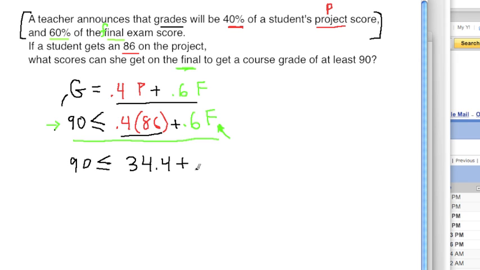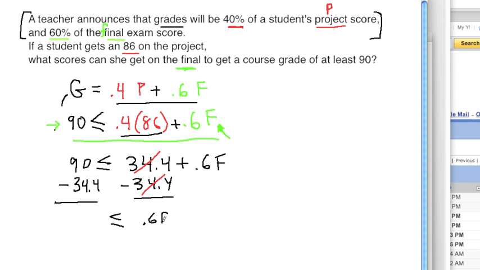90 is at most 34.4 plus 0.6F, and let's subtract 34.4 from each side, and that does not flip our inequality. That's what we should be most concerned with. We always cancel in red. I like canceling in red. And over here on the right hand side we have 0.6F, and 90 minus 34.4 is 55.6. You can double check that.